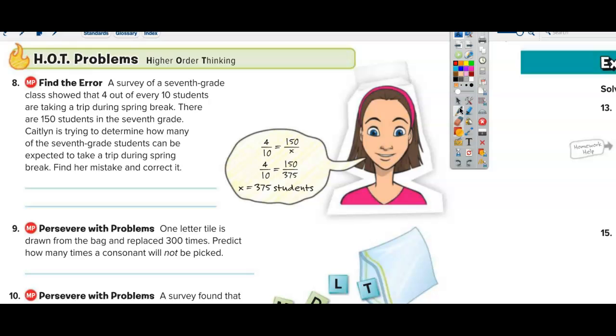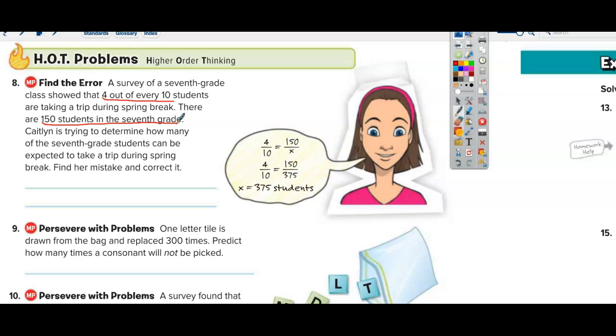So we have 4 out of every 10 students taking a trip, and we have 150 students in the 7th grade. This is Caitlin's work over here. Does anybody see a mistake that Caitlin made? She found that there would be 375 students taking a trip.